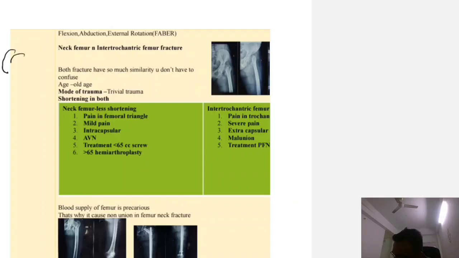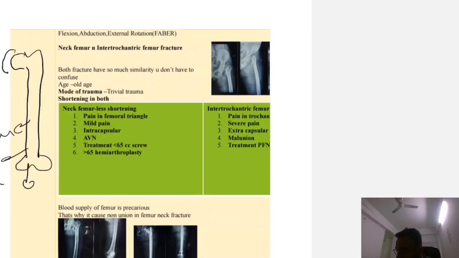So this is the acetabulum, this is the femur head, and this is the femur bone. These are the condyles of the femur. This is the shaft, this is the distal part, this is the condyle, and you can see this is the neck of the femur. So if the fracture line is through the neck, then it is a neck femur fracture. This is the greater trochanter and this is the lesser trochanter. If the fracture line is between the greater trochanter and lesser trochanter, this is known as an intertrochanteric femur fracture.